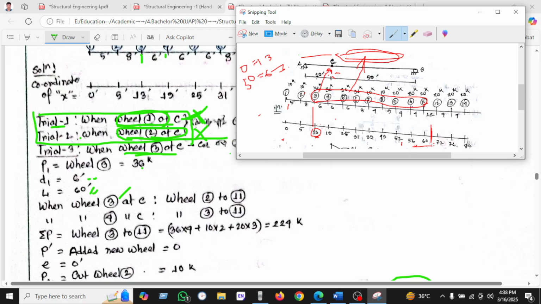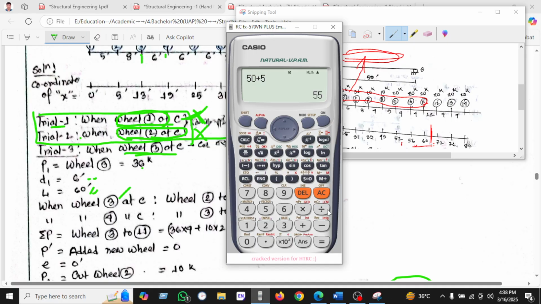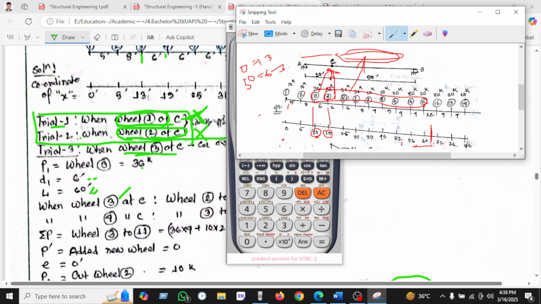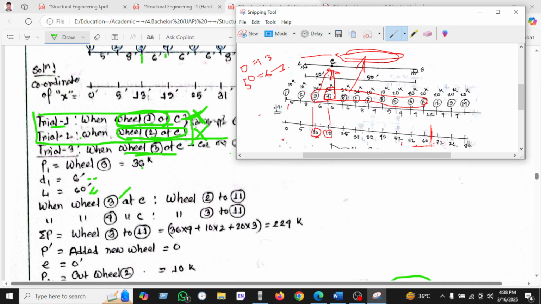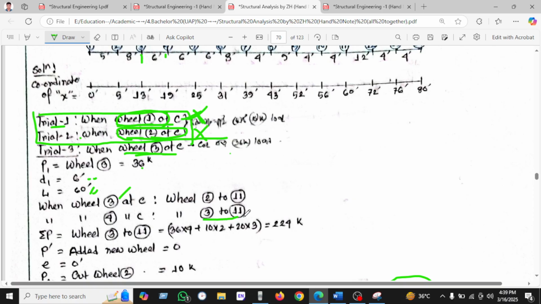So now again we'll put wheel 4 at C. Then what will happen? We can see the coordinate is 19. So if 0 equals 19, then 15 equals what? 15 plus 19, so we can go to 69. This 69 is also below the 72. So that's why we will not take wheel 4, as our calculation is 69. So 69 is here, 50, 60 and 69 is here. So that's why wheel 3 to 11.